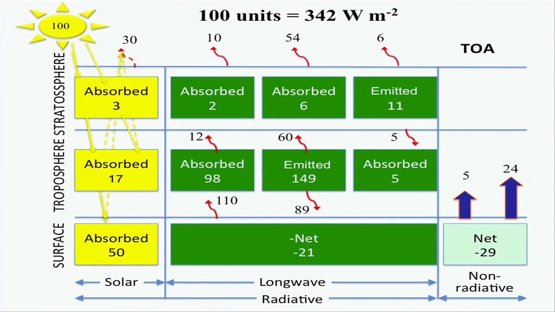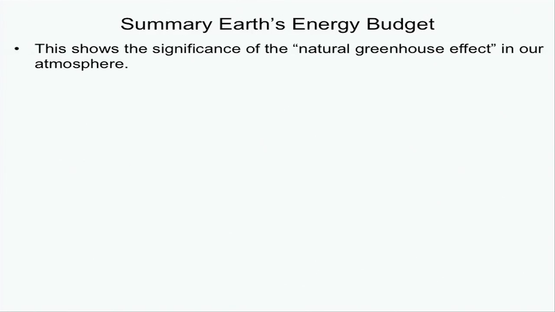And we also need to think a little bit about the non-radiative effects. So the one on the left here is the sensible heat flux from the previous diagram, and this is the so-called latent heat flux due to the essentially conversion of water vapor to liquid, etc. So what those figures show you is the significance of what we call the natural greenhouse effect.